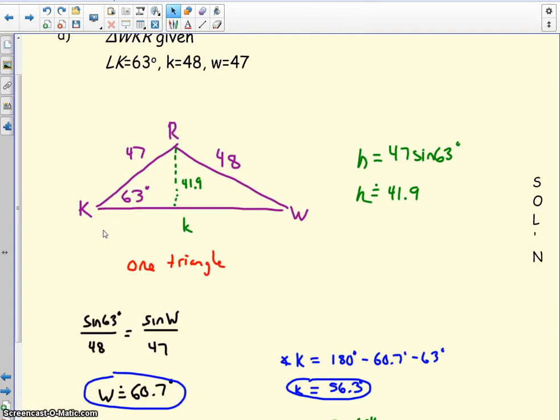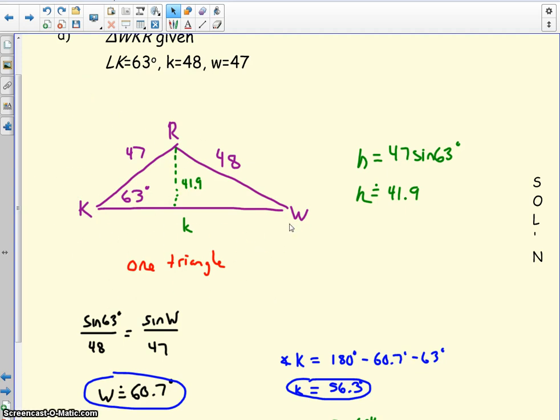Okay, so take a minute and check your answer here. I calculated the height to be 41.9. The triangle does exist because, again, this 48 is longer than the height. But if I try to create a second triangle and I bring this 48 over, because it's longer than the other side of 47, it's not going to create another triangle inside over here. It's going to create something out here which can't exist. So this is only one triangle possible.